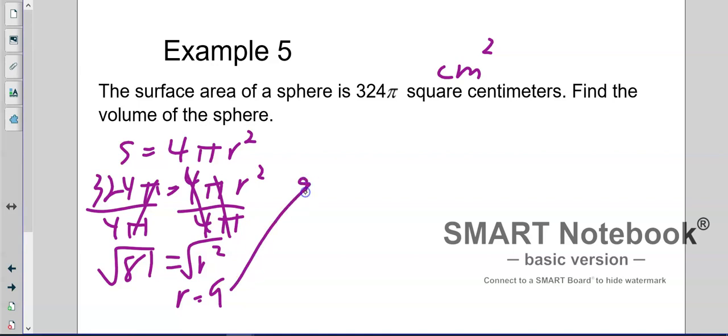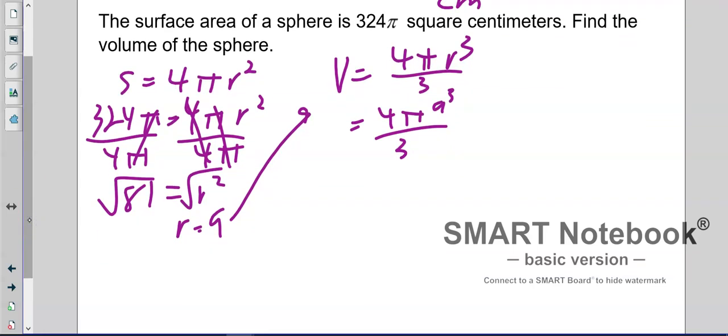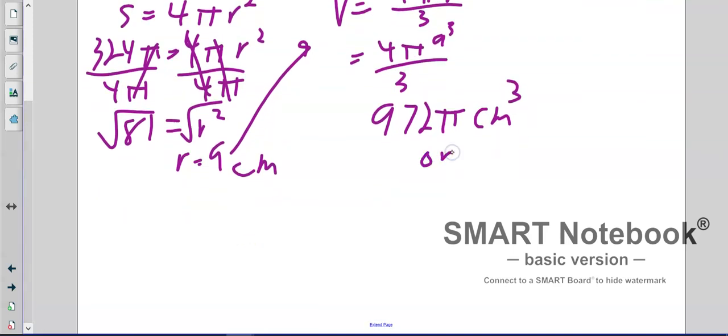So now we're going to take this number and apply it to the volume formula, which is 4 pi r cubed divided by 3. So again, it's going to be 4 pi 9 cubed, 9 times 9 times 9, divided by 3. Well, when you do 9 cubed times 4 and then divide by 3, you end up with a nice whole number, 972 pi. And that's going to be cubic centimeters. Or, I forgot to put centimeters down here, sorry. Or if you multiply this out, you get 3,053.63 cubic centimeters. And that's it.